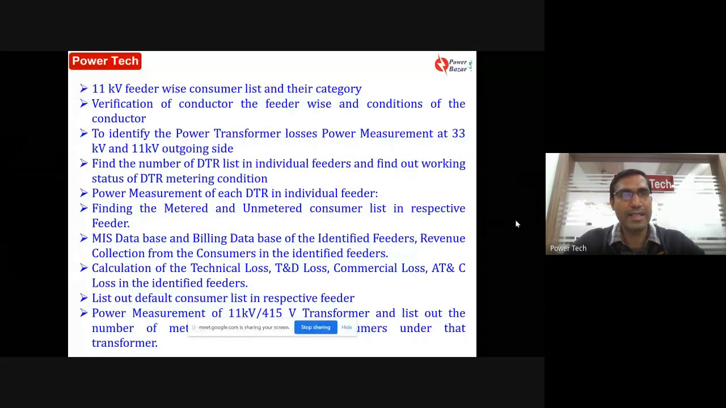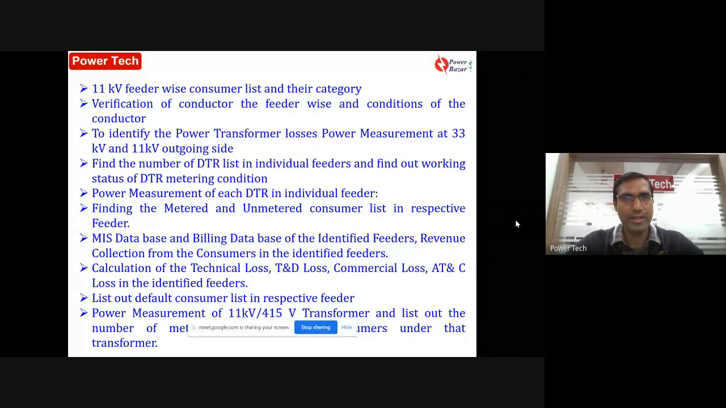Similarly, once the 33 kV is done, we will next go to the 11 kV feeder line. There also we check the consumer list and their category, because for every category the tariff is different. So the category-wise feeder consumer list has to be maintained. Then, to identify the power transformer loss, the measurement at the 33 kV and 11 kV outgoing side will be measured. Next, power measurements of each distribution transformer in an individual feeder are also calculated.